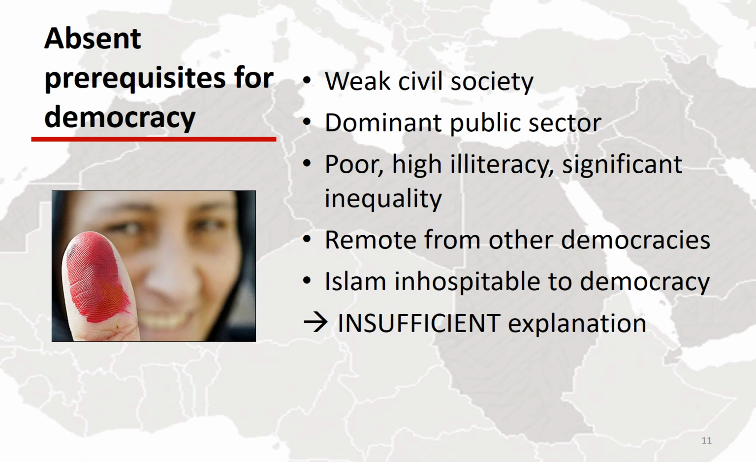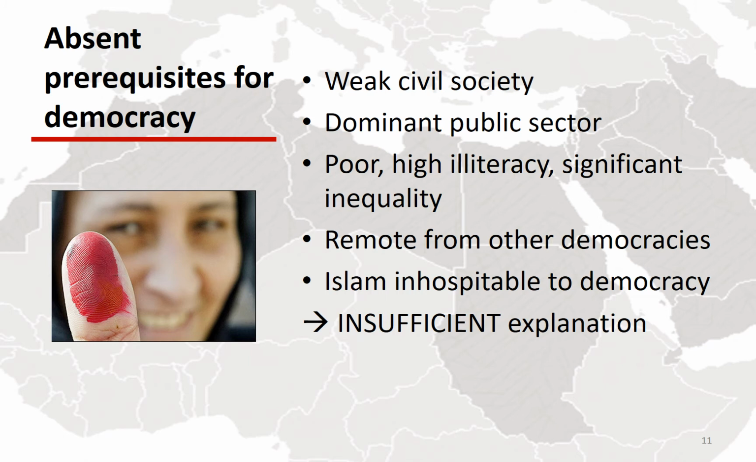So absent prerequisites for democracy are often cited by the media, for example, but also by maybe more superficial arguments. It's that we have a very weak civil society. We have a very dominant public sector. We talked about this. A lot of people are co-opted by jobs in the government. The region is relatively poor. We have a high illiteracy rate, significant inequality. It's very remote from other democracies.